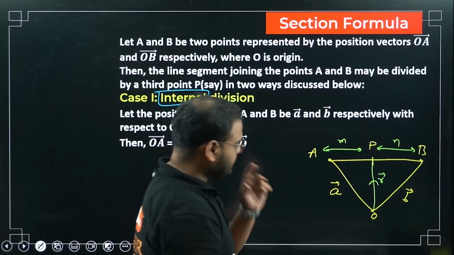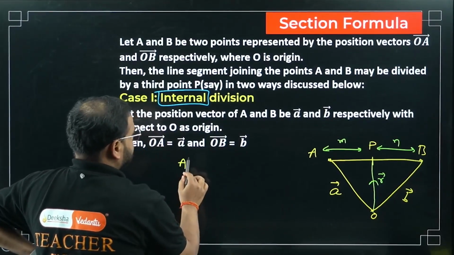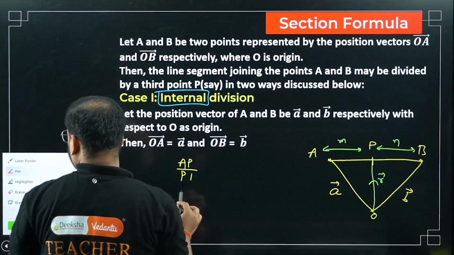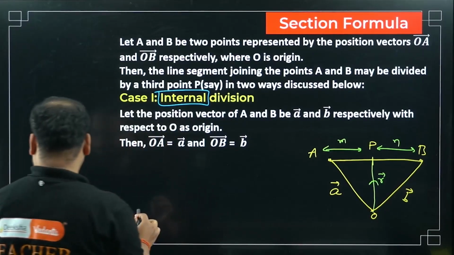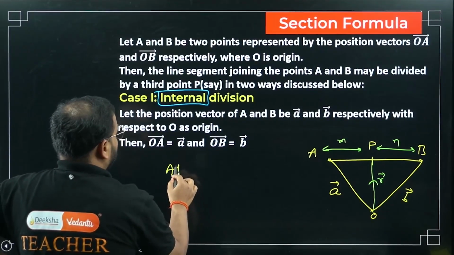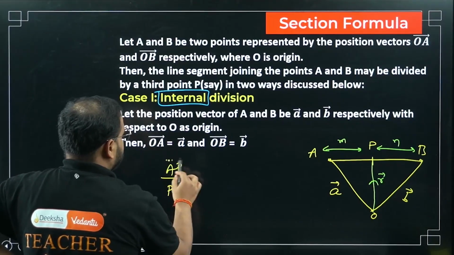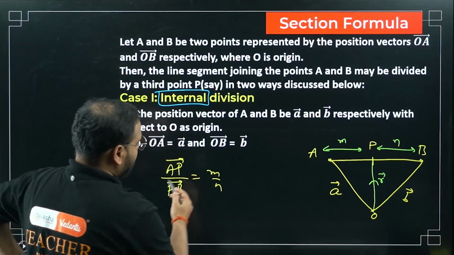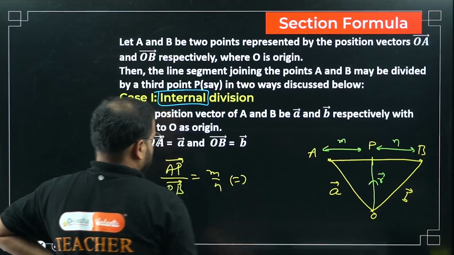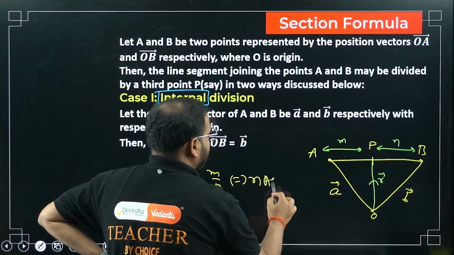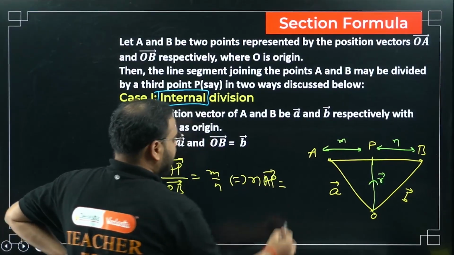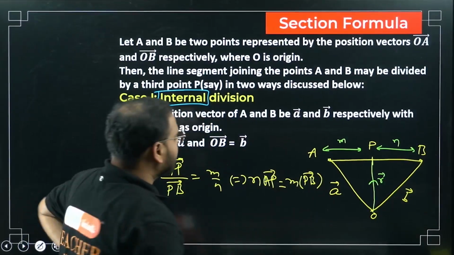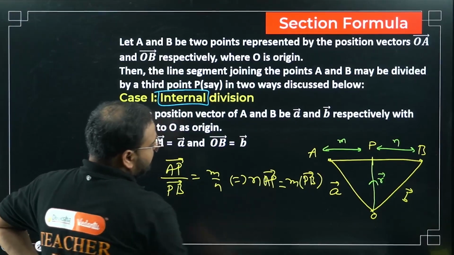One thing we can see directly from here is AP to PB. If I write it in vector form, please have a look. AP to PB is equal to M by N, right? If I cross multiply, I get N times AP equals M times PB, correct?